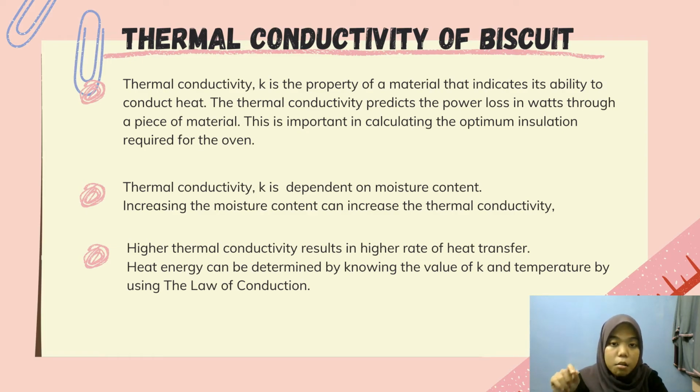Furthermore, in the law of heat conduction, also known as Fourier's law, Q equals negative k times dT. Q, the heat conduction, is proportional to the thermal conductivity, and it is multiplied by the negative temperature gradient, which is the negative dT. So, from the equation, we know that by knowing the value of the thermal conductivity, we can determine the heat energy needed to bake the biscuits at preferred temperature.